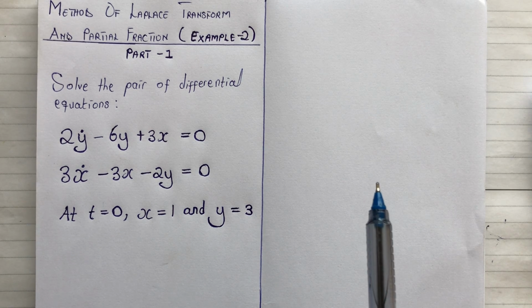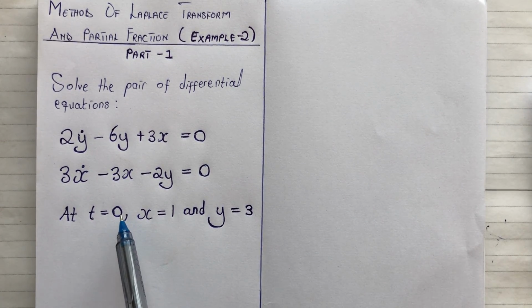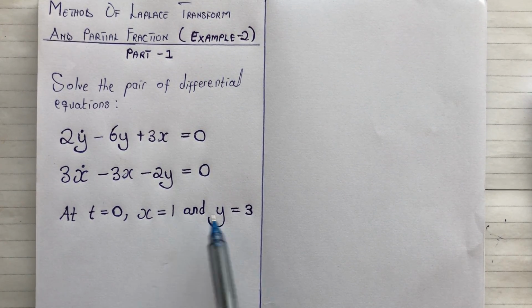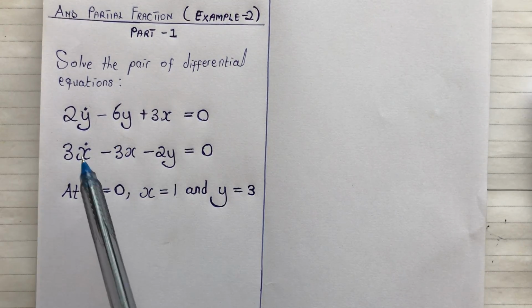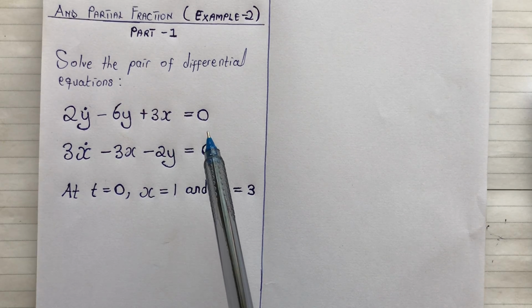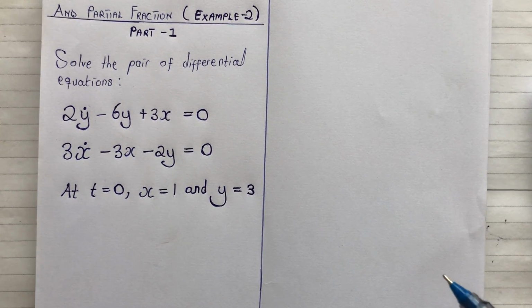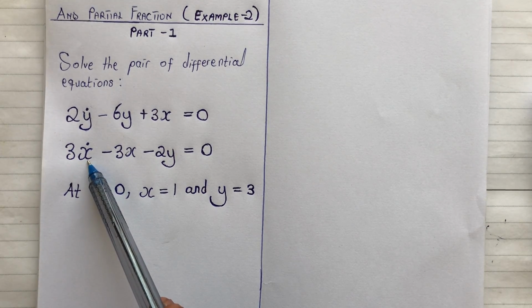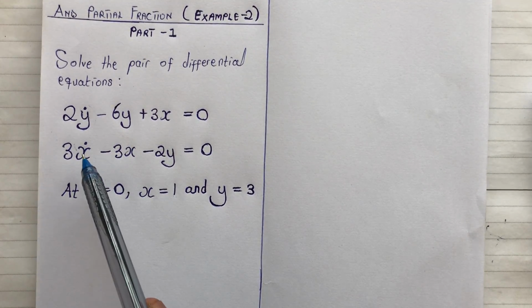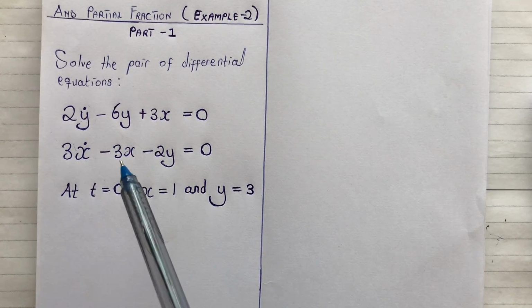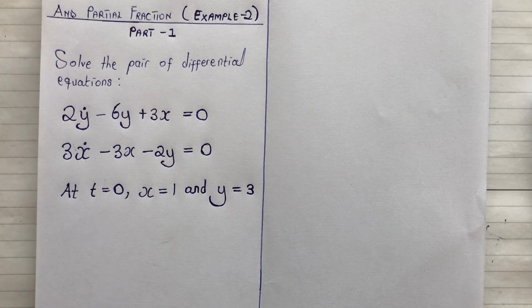And we have been given the initial condition at t equal to 0, x equal to 1 and y equal to 3. So anytime you have a differential equation in this form, you need to know what you are working with. So the first step is to transform x dot and y dot. X dot and y dot are first derivatives of the variables x and y. So we transform them into Laplace transforms and we continue the calculation.